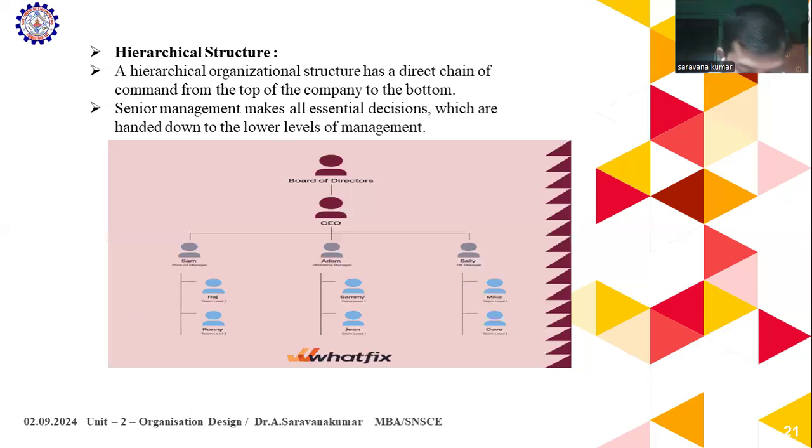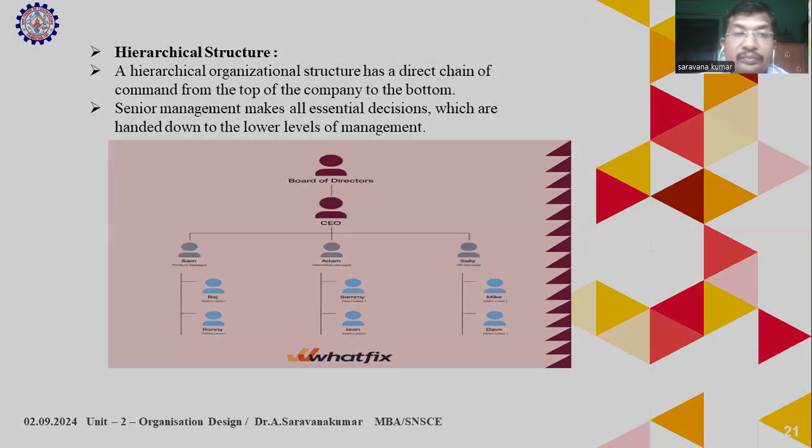Next, hierarchy structure. A hierarchical organizational structure has a direct chain of command from the top of the company to the bottom. That is the board of directors, CEO, and you have the different managers, right? So senior management makes all essential decisions, which are handed down to the lower levels of management. That is a hierarchy, right? Top level, middle level, and low level. That is the hierarchy structure.